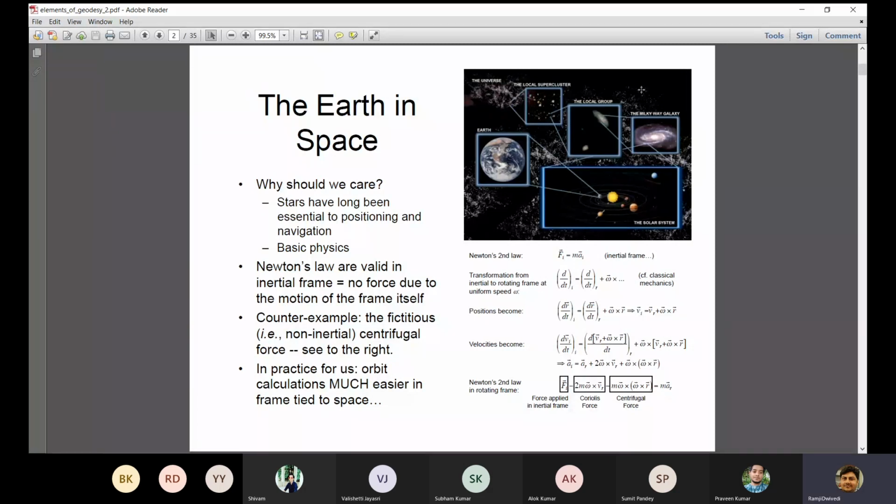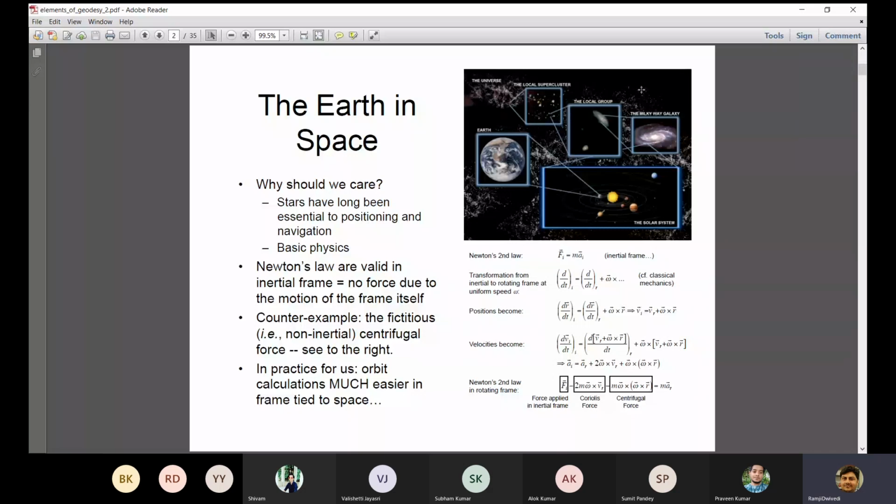In order to discuss that, we first need to look at a few points before we move into the details. Why should we care about the Earth in space? The stars have long been essential to positioning and navigation. Those who are a little more curious must have seen that in the previous era, people used to sail across the sea with the help of stars. They used those stars for marking their path. So the relation between humans and stars has been long.